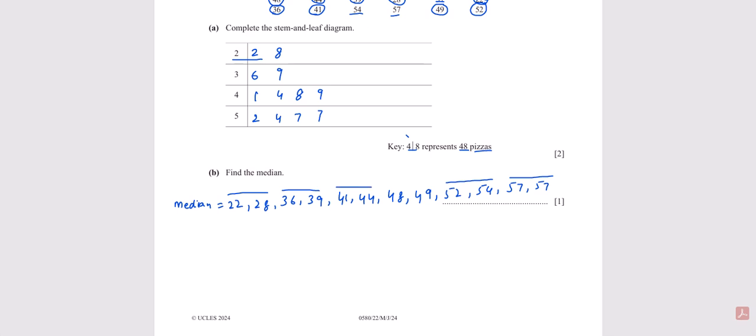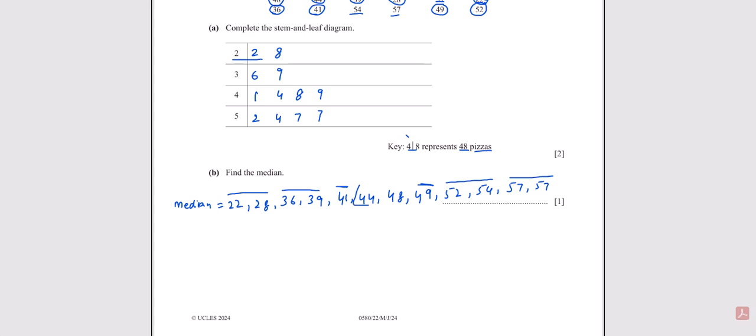So the remaining is this one. So mark 1 and 1. The remaining numbers are these. Add these numbers. 44 plus 48 divided by 2. Why we divide by 2? Because the remaining numbers are only 2. So that's why we divide by 2. So calculate these values. We get 46. So the median of this is 46.